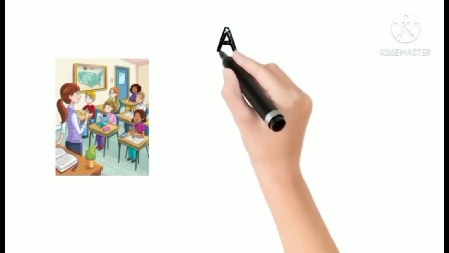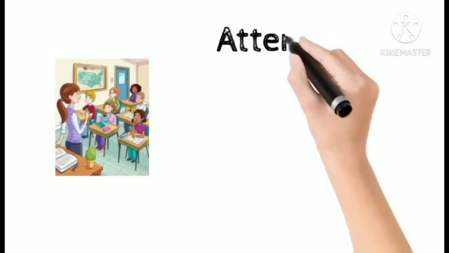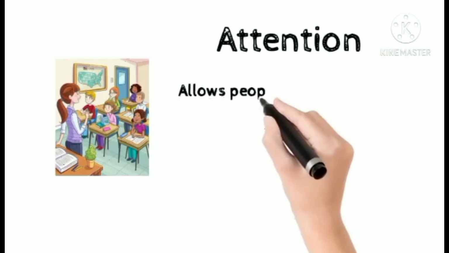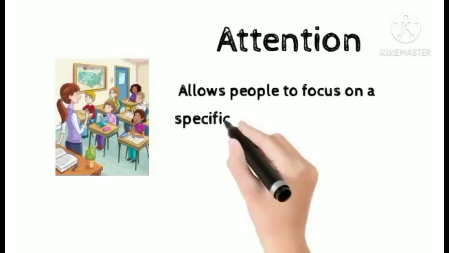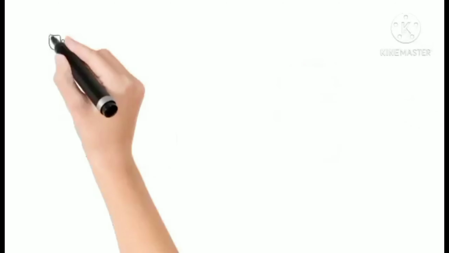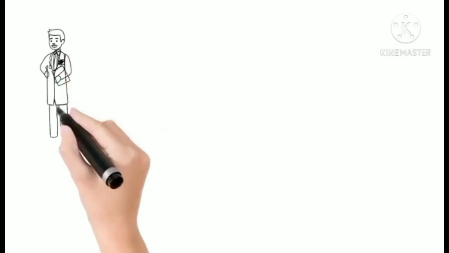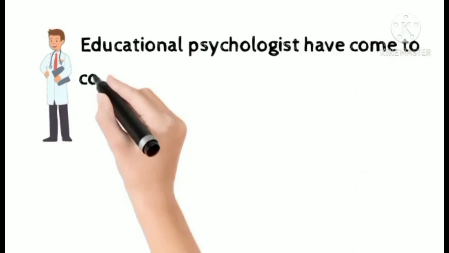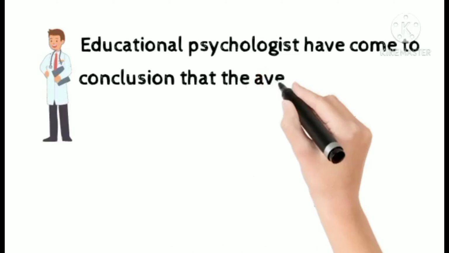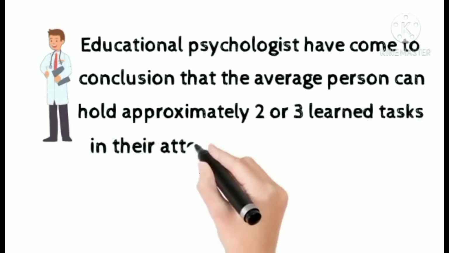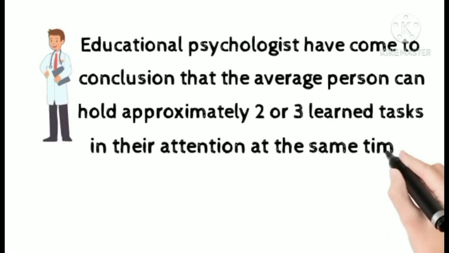So the first step in the cognitive learning process is attention. Attention is defined as what allows people to focus on a specific stimulus in the environment. And according to an educational psychologist, we have come to the conclusion that the average person can hold approximately 2 or 3 learned tasks in their attention at the same time.